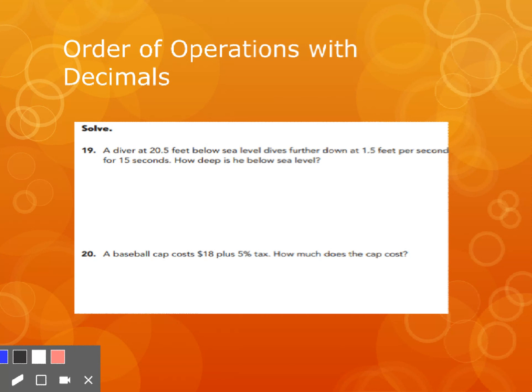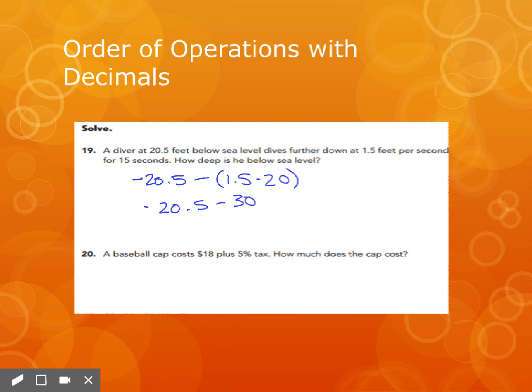So a diver at 20.5 feet below sea level, that's a negative 20.5, dives further down at 1.5 feet per second for 20 seconds. So they're going down more, so they're subtracting 1.5 times 20. So first we need to do the multiplication. 1.5 times 20 will be 30. So we have negative 20.5 minus 30. I'm going to turn that into negative 20.5 plus a negative 30. So I can just add them, and my answer would be negative 50.5 feet below sea level.